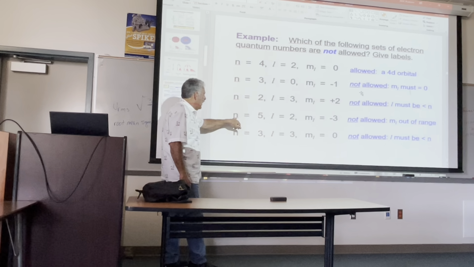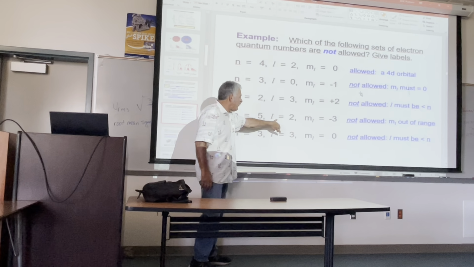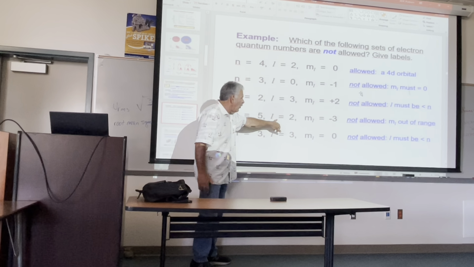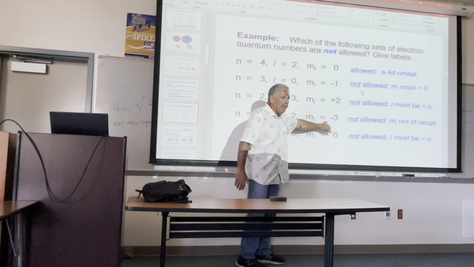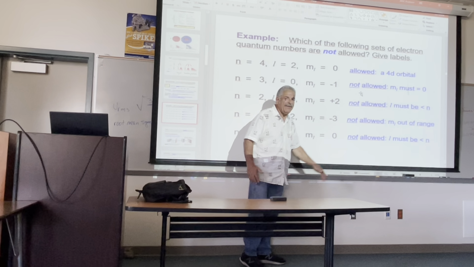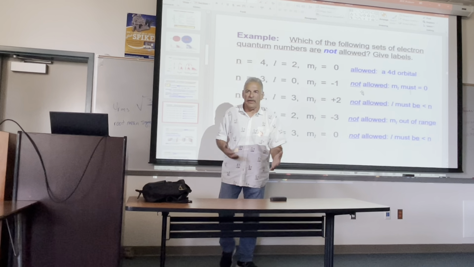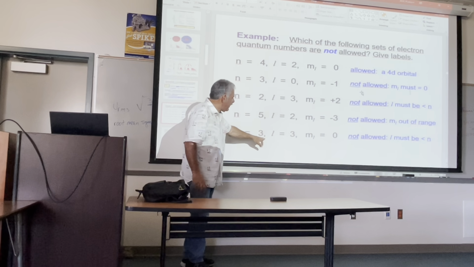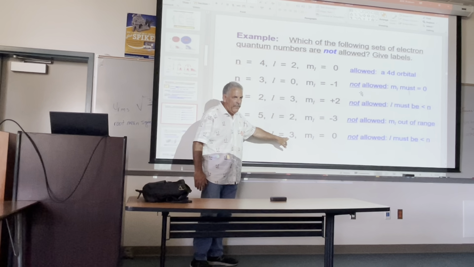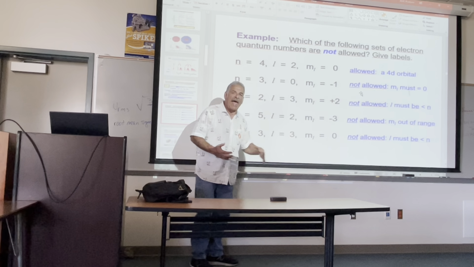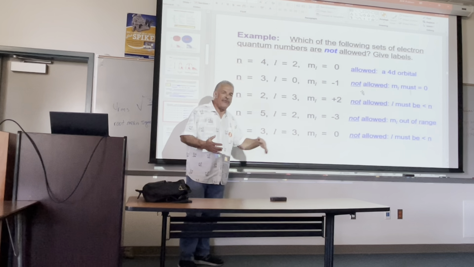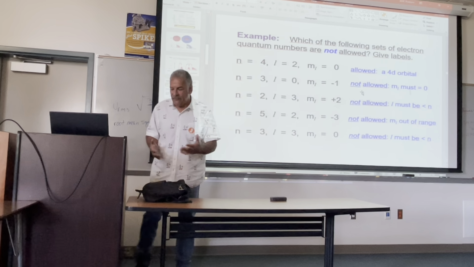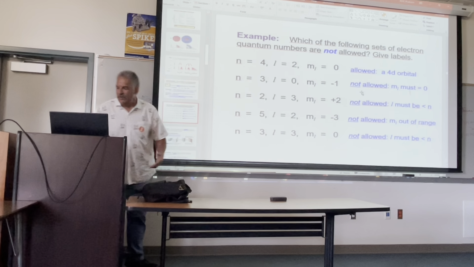So N equals 5, L equals 2, well that's good. That's a D orbital. But M sub L equals minus 3, that's bigger than L, can't do it. Okay. And then N equals 3, L equals 3, no, because that's not N minus 1, and L has to be less than N. So, not allowed.